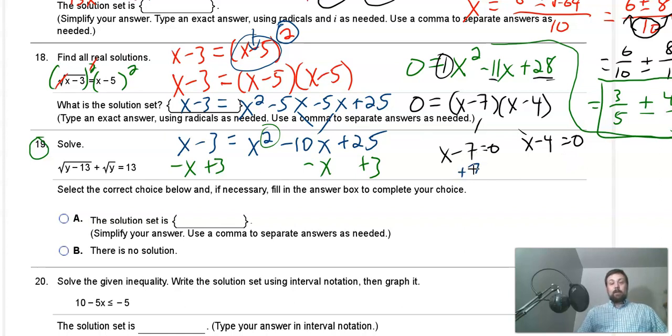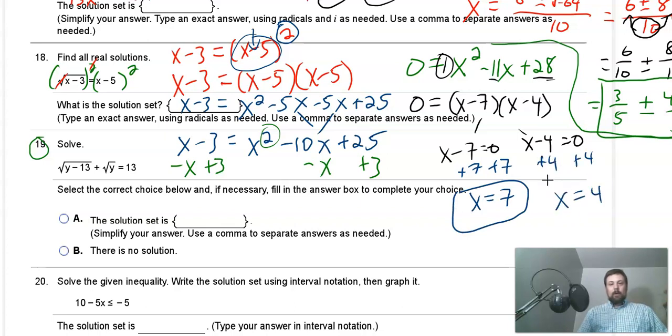Add 7 to both sides to solve this for x. I get x is equal to 7. Add 4 to both sides here, and you get x is equal to 4. And remember, the last thing you have to do for these square root problems is check your answer. That is not just good advice or a suggestion. That is a mandatory part of the process for these problems.